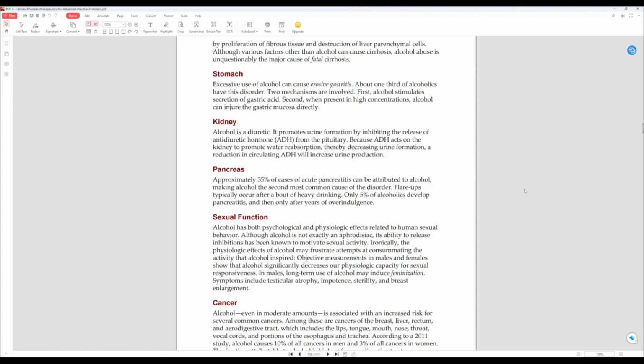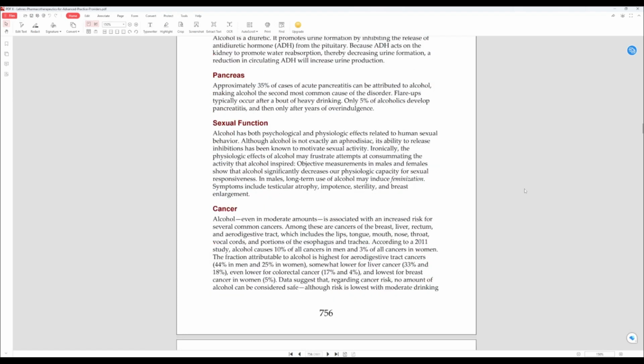Alcohol is a diuretic, so it promotes urine formation by inhibiting the release of antidiuretic hormone, or ADH, from the pituitary gland. Because ADH acts on the kidney to promote water reabsorption, thereby decreasing urine formation, a reduction in circulating ADH will increase urine production.